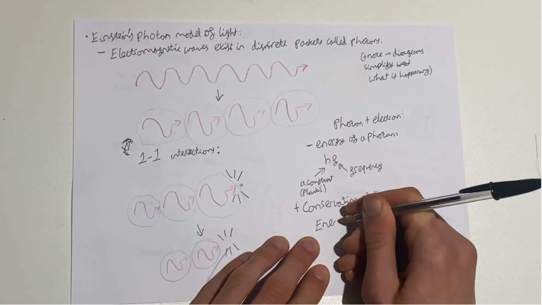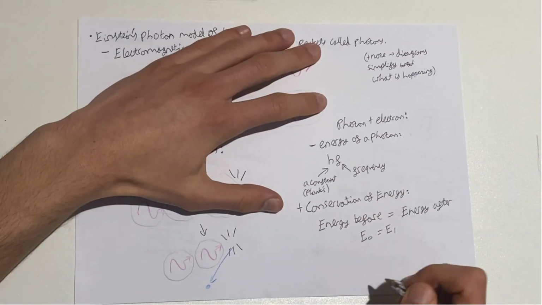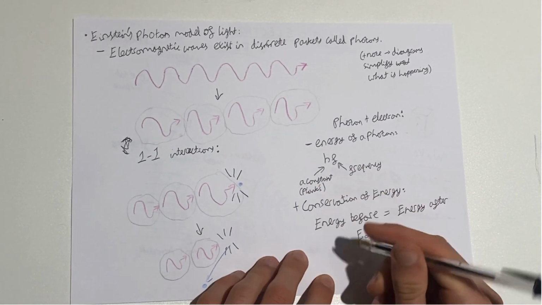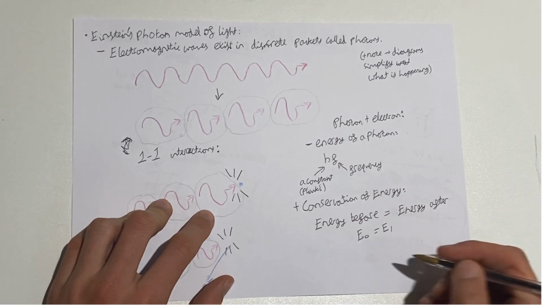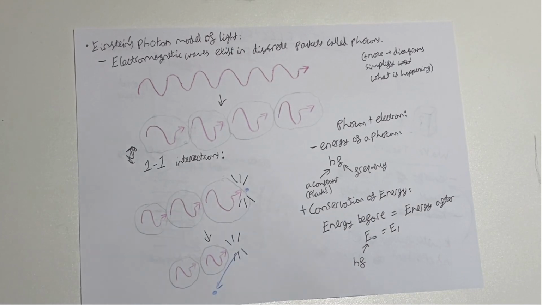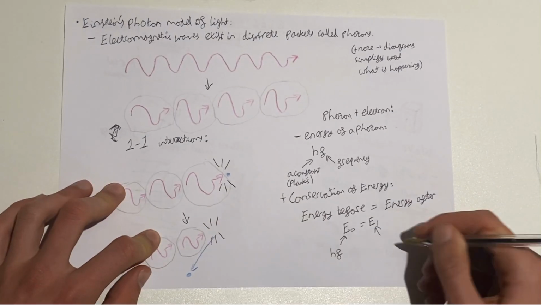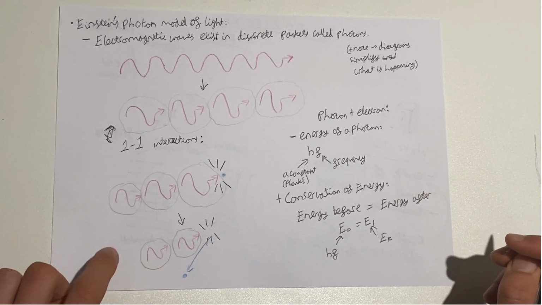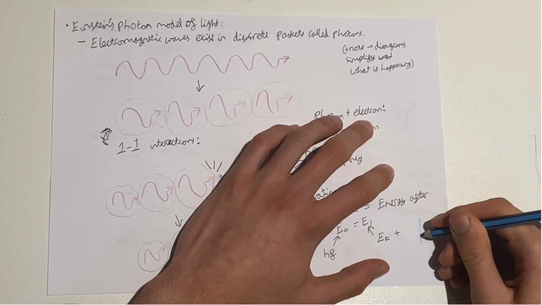We know that the conservation of energy is energy before equals energy after, and the energy before in this one-to-one interaction is just the energy of the photon, because we can assume the electron's energy is negligible, as zero. So the energy before is just hf, which is Planck's constant times the frequency of the photon. Now we need to look at the energy after, and the energy after is the kinetic energy of the electron, so Ek, plus the energy needed for the electron to escape the metal surface.